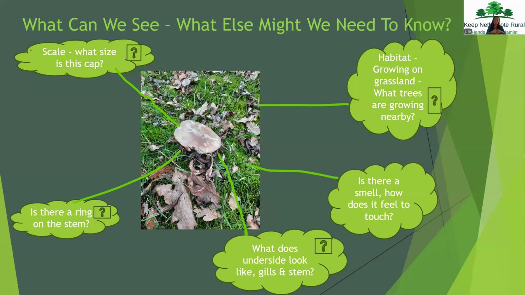So in terms of fungi, when we start recording fungi, we may have the idea that we can just take that one picture and an expert will be able to tell what species it is. But actually, fungi are very complex. There's a lot of features that are needed to know. So we'd need a photo to show what the underside looks like, the gills and the stem. Is there a ring on the stem is also very important.